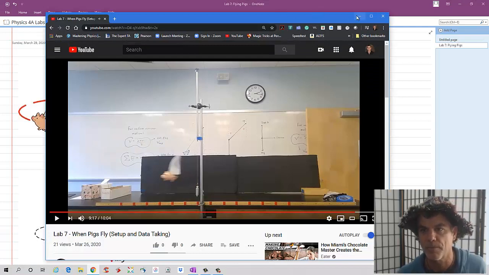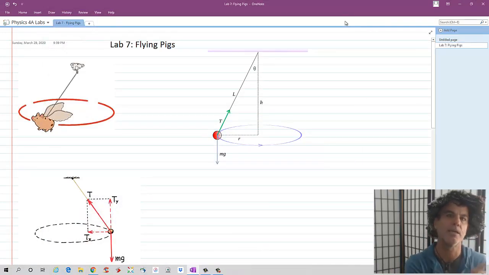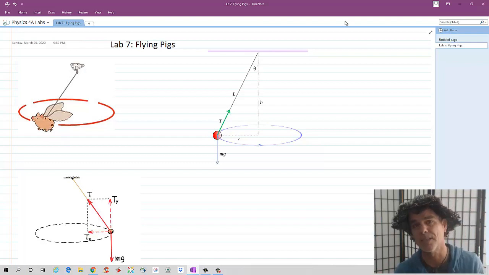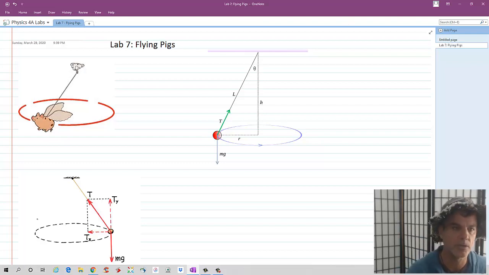Okay, so that's basically what it looks like: you've got a pig connected to a string which is moving around in a circle. And since the pig is moving in a circular path, we know it's accelerating even if its speed isn't changing, because its direction is changing. So here's a little picture of the setup.